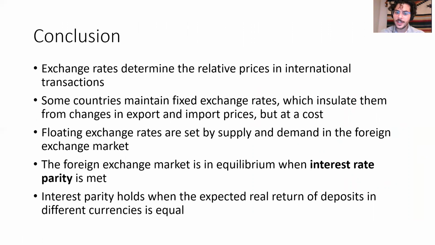Floating exchange rates, on the other hand, are set by supply and demand in the foreign exchange market. So these are equilibrium prices, and the foreign exchange market is in equilibrium when the interest rate parity condition is met. This holds when the expected real return of deposits in different currencies is equal.